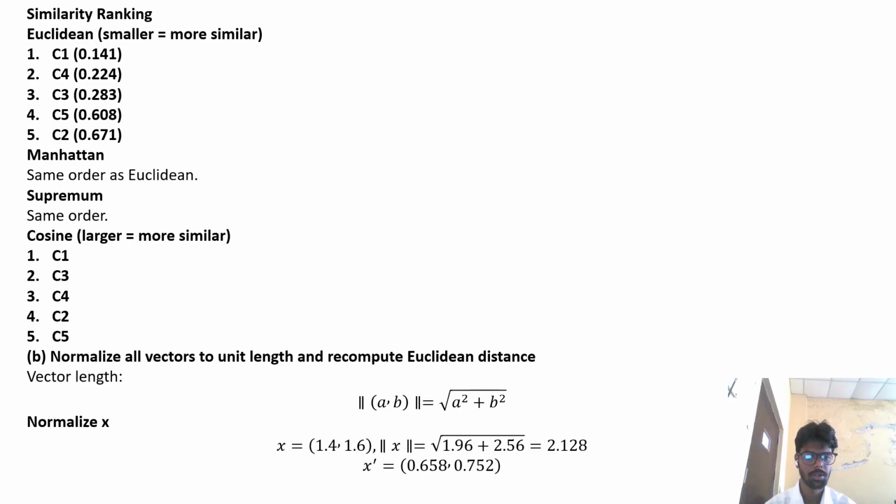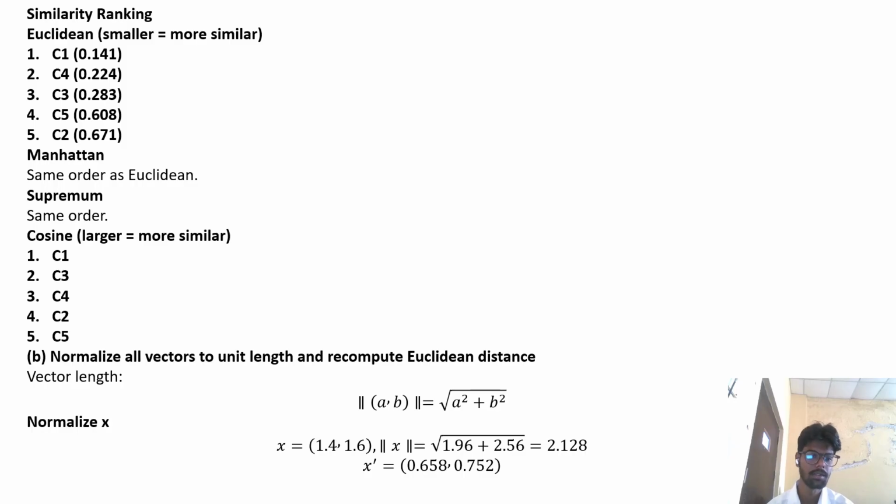Now we come to the similarity ranking. For Euclidean, smaller distance means more similar. We have C1, C2, C3, C4, and C5 given. Manhattan has the same order as Euclidean. Supremum has the same order. For cosine, larger means more similar. So C1, C3, C4, C2, and C5.